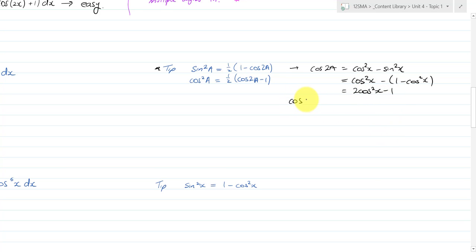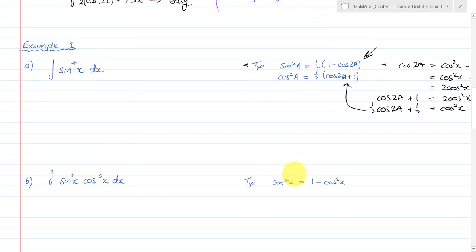If we add 1 to both sides, we get cos 2A plus 1 equals 2 cos squared x, and then we can divide by 2 to get a half cos 2A plus a half equals cos squared x. That should be a plus. So that's the first one, and we can use similar rules to get to the second one as well. There are a couple of little helpful ones for you.